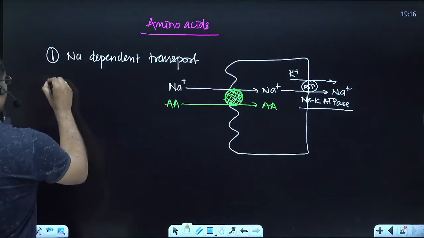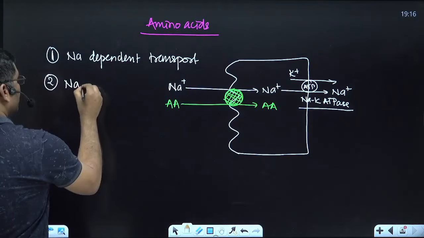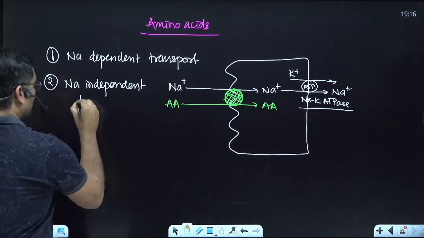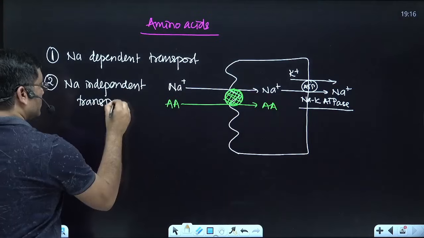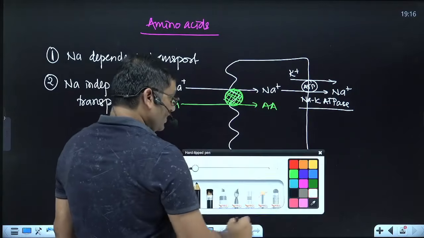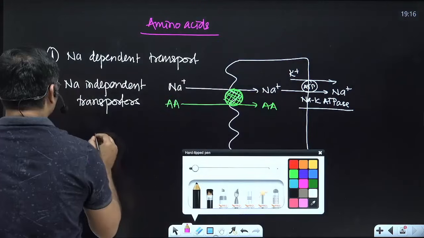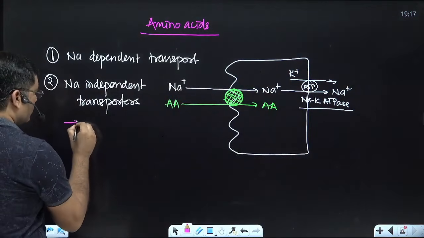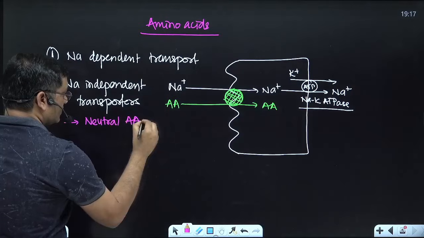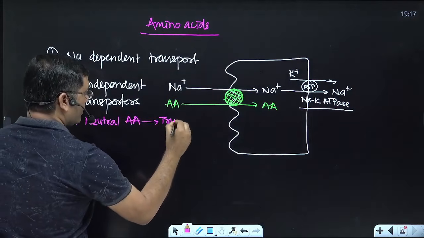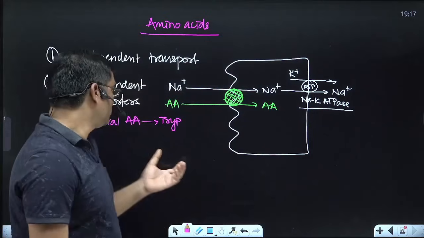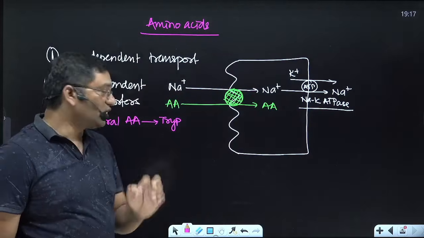Then another way is the various sodium independent transport systems. There are 5 types of sodium independent transporters. The first one is the transporter for neutral amino acids, which specifically involves tryptophan, phenylalanine, tyrosine, valine, leucine, isoleucine.